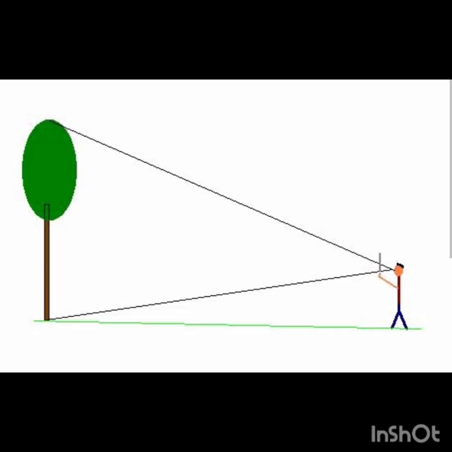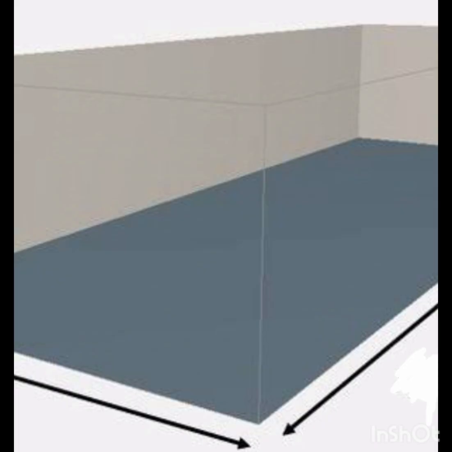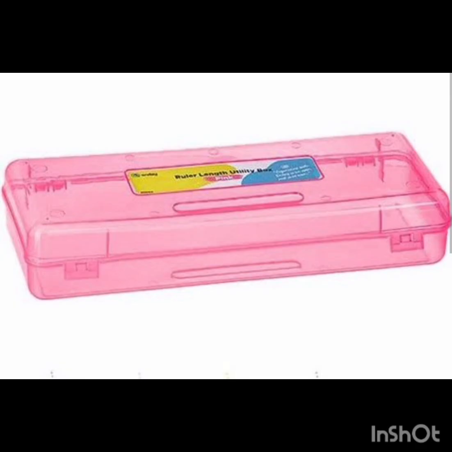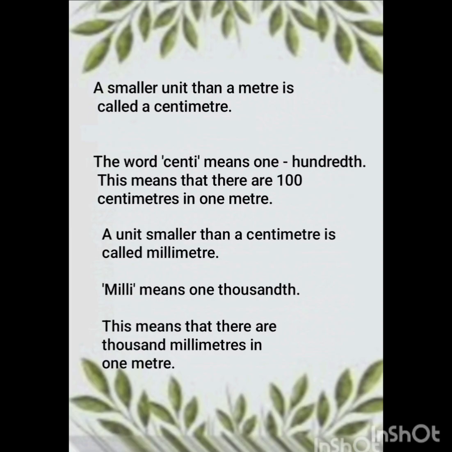Children, you can express the height of a tree or the length and breadth of a room in meters. But if you want to measure the length of a book or your pencil box, you will need a unit smaller than a meter called centimeter, expressed by cm in small letters. The word centi means 100th. This means that there are 100 centimeters in 1 meter.